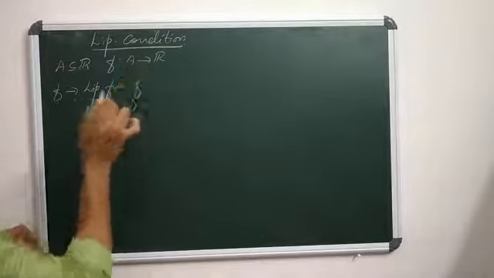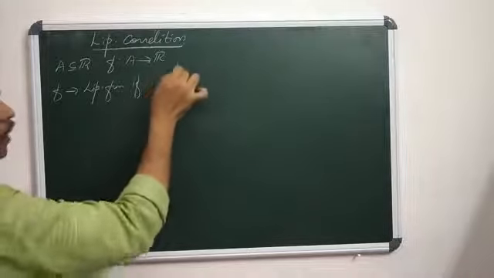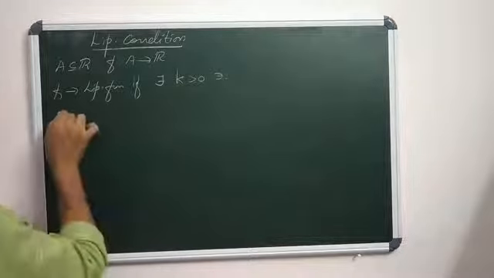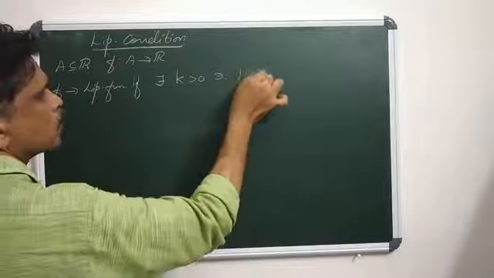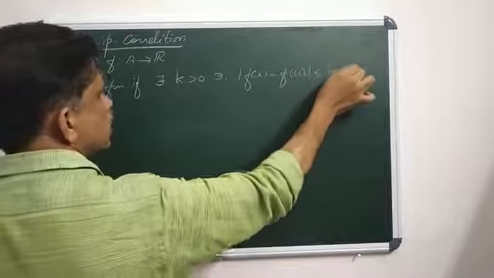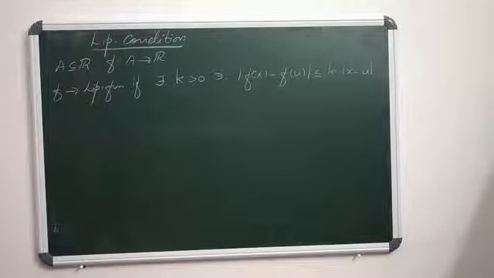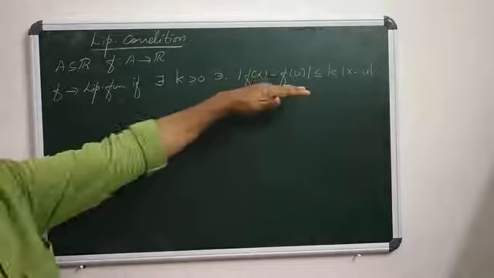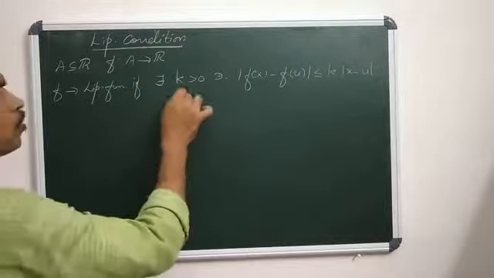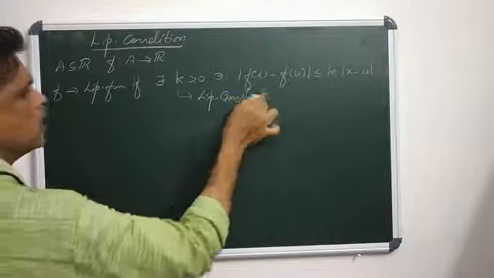if there exists a constant k greater than 0 such that the modulus of f of x minus f of u is less than or equal to k times the modulus of x minus u. If any function f satisfies this condition, that function is said to be a Lipschitz function, and here k is said to be the Lipschitz constant.